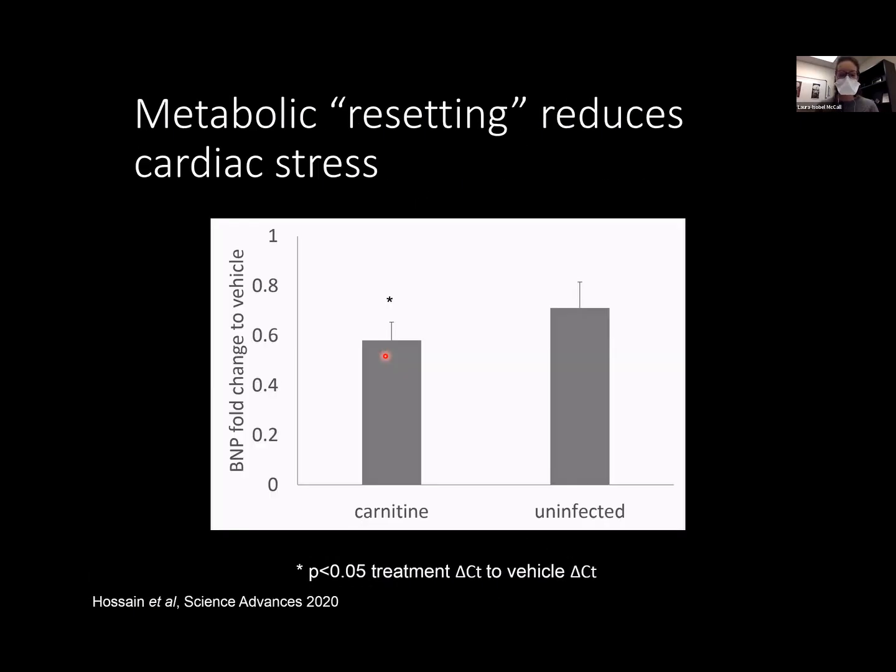In association with that, what we find is that the carnitine-treated mice have about a third less of this BNP mRNA, which is an indicator of cardiac strain. So there's also better cardiac function in these carnitine-treated mice compared to vehicle control. We're actively continuing to develop carnitine as a treatment regimen for Chagas disease, primarily with a focus on combinations with benznidazole.